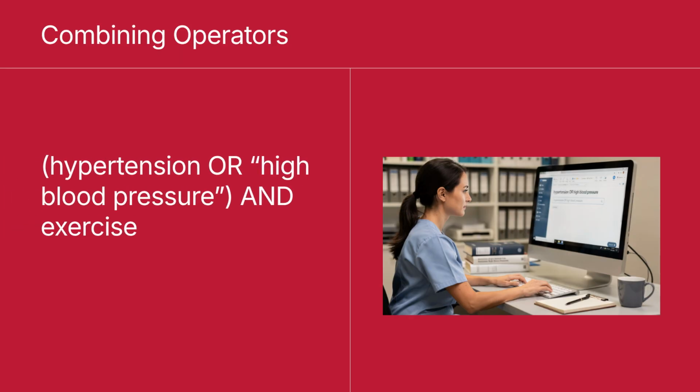For example, you might search for hypertension or high blood pressure to capture similar terms, and then combine that group with exercise using and. Using parentheses helps keep these groups organized and ensures the database processes your search correctly. Combining operators in this way allows you to create more structured searches and retrieve more relevant results.